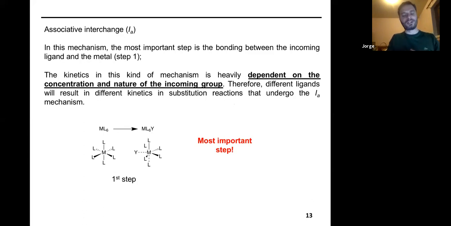In other words, the kinetics of IA reactions is going to change depending on the ligand that you are using, or depending on the Y group that you are using. And that's a clue for us to decide between associative interchange or dissociative interchange. Associative interchange mechanism depends on the concentration of Y and the nature of Y. If we change the ligand, it will change the kinetics.